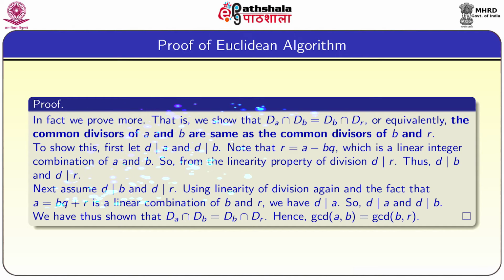Similarly, the other way also just follows from the concept that if D divides two numbers, then it divides their linear combination. Again, we will assume that D divides B and D divides R, and using linearity of division again, and the fact that A = Bq + R, the linear combination of B and R, we have D also divides A. So, D divides A and D divides B. So, we showed that dA intersection dB equals dB intersection dr. Hence, GCD of (A, B) is equal to GCD of (B, R).